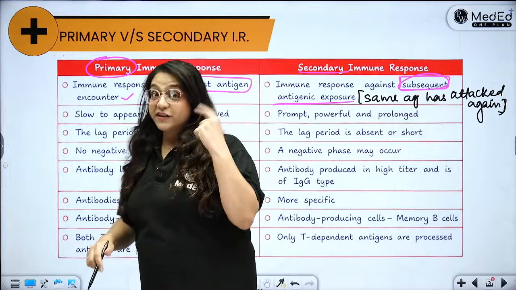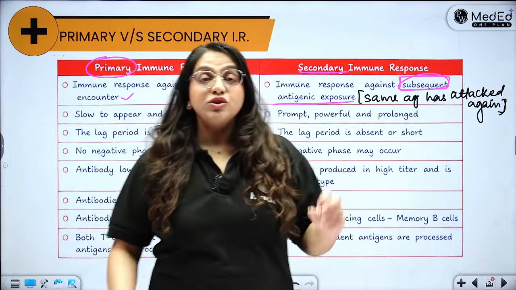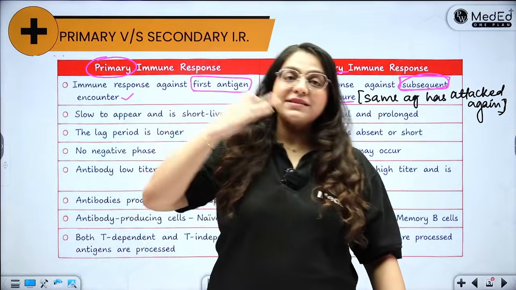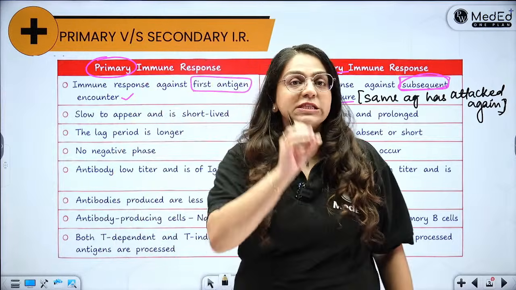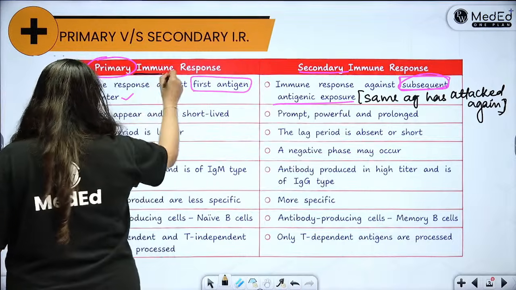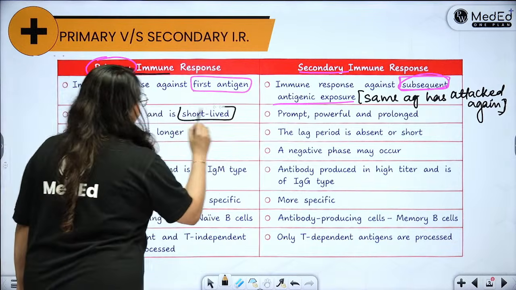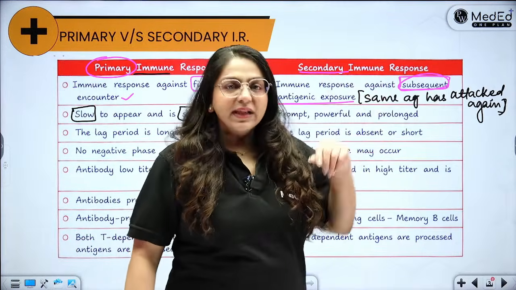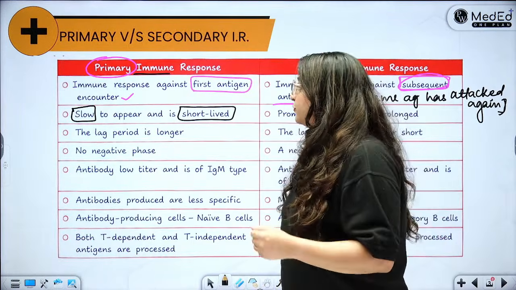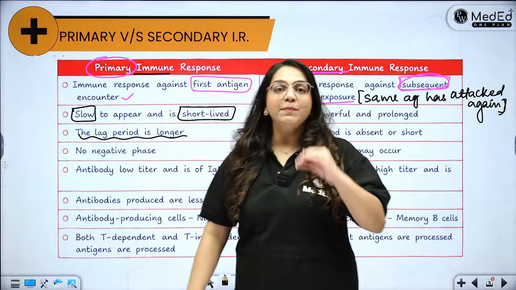Like I said, the first time you get a slap, you are confused. There is a lag phase. So as soon as the first slap comes, you take some time to become angry. That is a slow response. Similarly, the primary immune response happens. It is slow to appear and it is short-lived, right? It happens slowly, and then the body forgets about it, that okay, probably it happened for the first time. Here the lag period is longer. The lag period is longer, right?